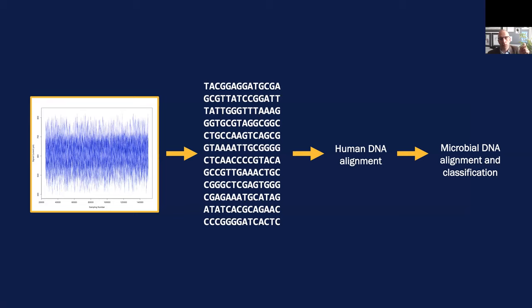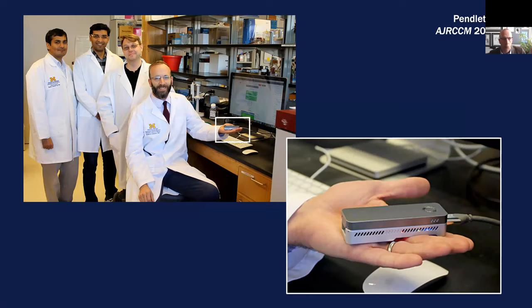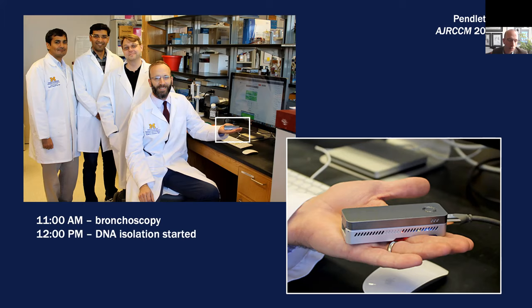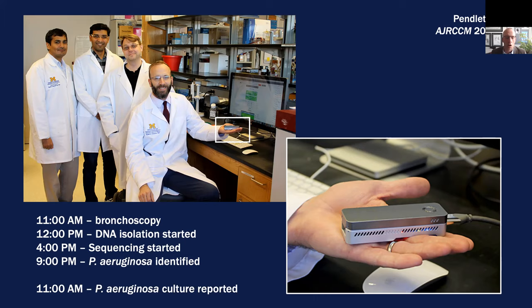So this is how, as an example, we published this a few years ago. These are the guys in my lab that work with me on the project. That's my hand holding the device, my hand's there for scale. A patient in our ICU undergoes bronchoscopy at 11 in the morning. Within an hour, we're isolating DNA. By 4 o'clock, we started sequencing. And by 9 o'clock that night, we identified Pseudomonas aeruginosa. And a full 24 hours after the bronchoscopy, Pseudomonas has grown.